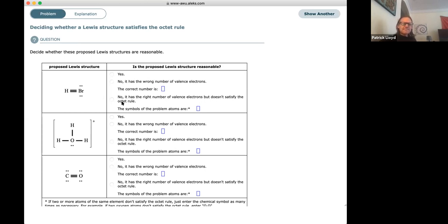Well, that's actually not true either. The symbol for the problem atom is just hydrogen. It's just H. So it's not a problem of the octet rule. It's really just a problem for hydrogen. So let me look at the explanation here for this one. What do they say?